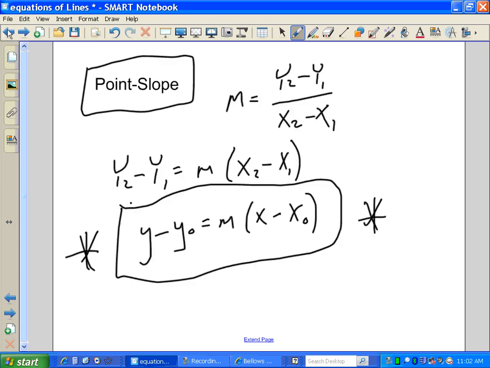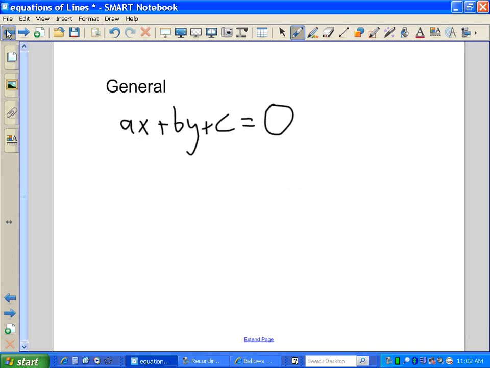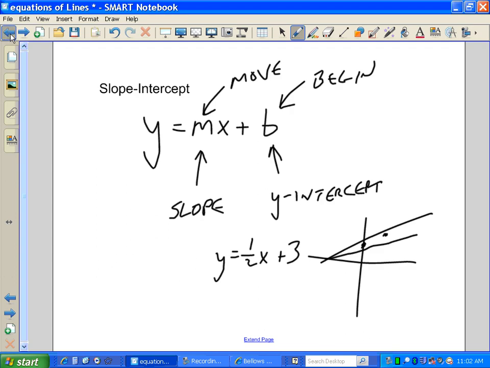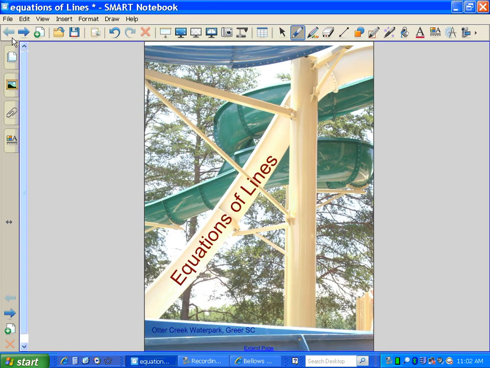Oops, yeah, just quick rewind, quick rewind, quick rewind. There we go. I think it's there. Equations of lines. That's about all we're going to say about that today. Where'd we go?